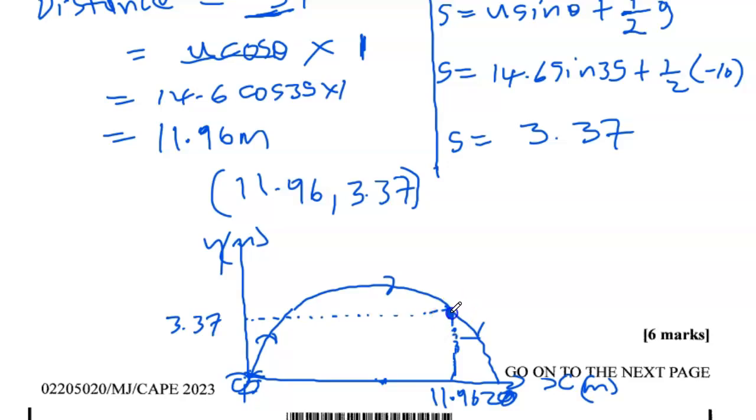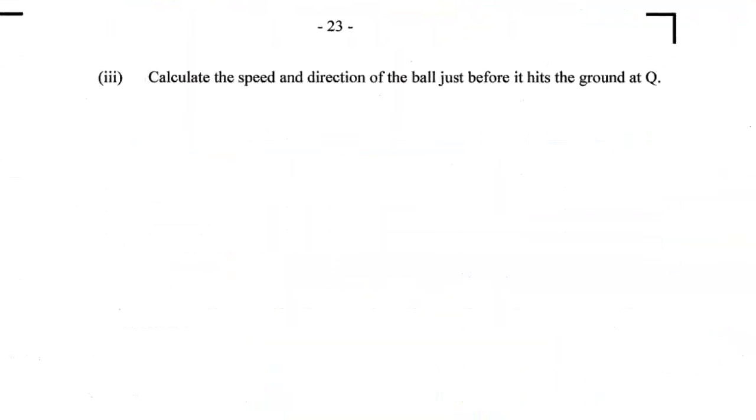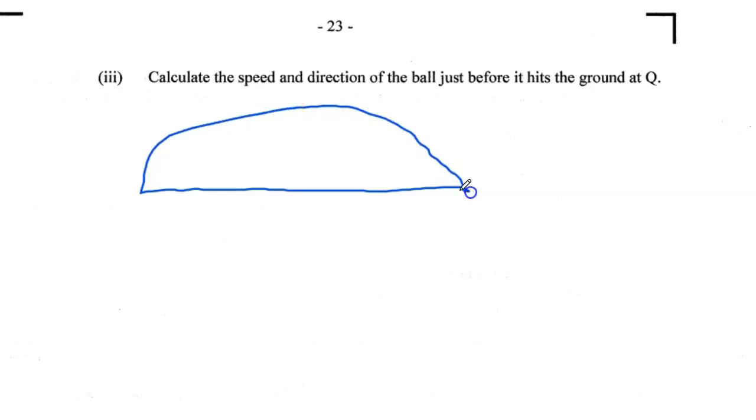Alright, so after 1 second, this is the position of the ball. Calculate the speed and direction of the ball just before it hits the ground. So again, look at the situation from P to Q. So I want the speed and direction of the ball here. So the ball will be somewhere here, just before it hits the ground.